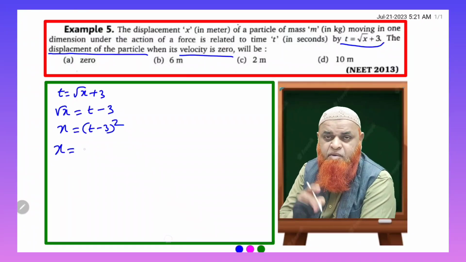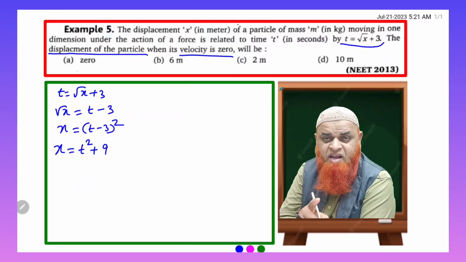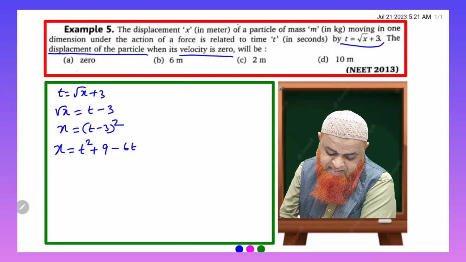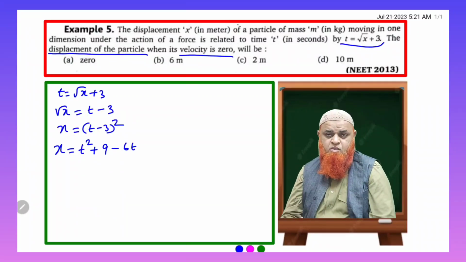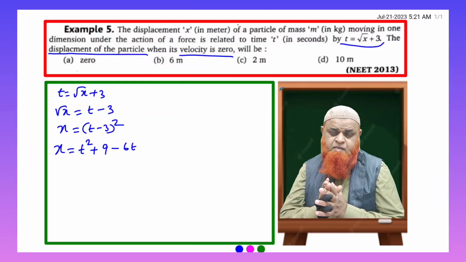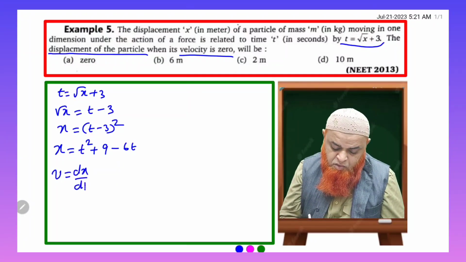Therefore x is equal to (a minus b) whole square, which can be taken as a square plus b square minus 2ab. Okay, minus 2ab, that is minus 6t. So you got the displacement now. Now you can find out the velocity by differentiating this displacement. Okay, so let us go ahead now. Step by step process we'll do it. v is equal to dx by dt.